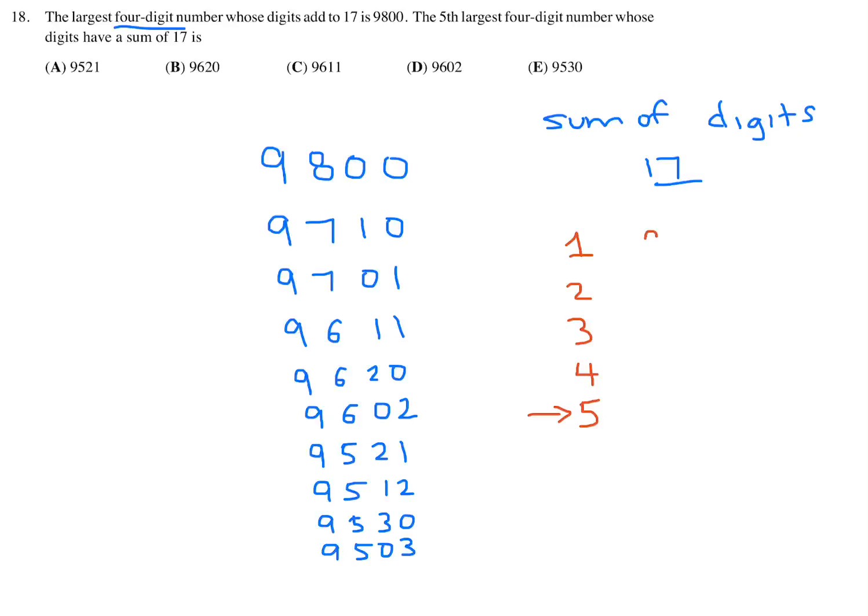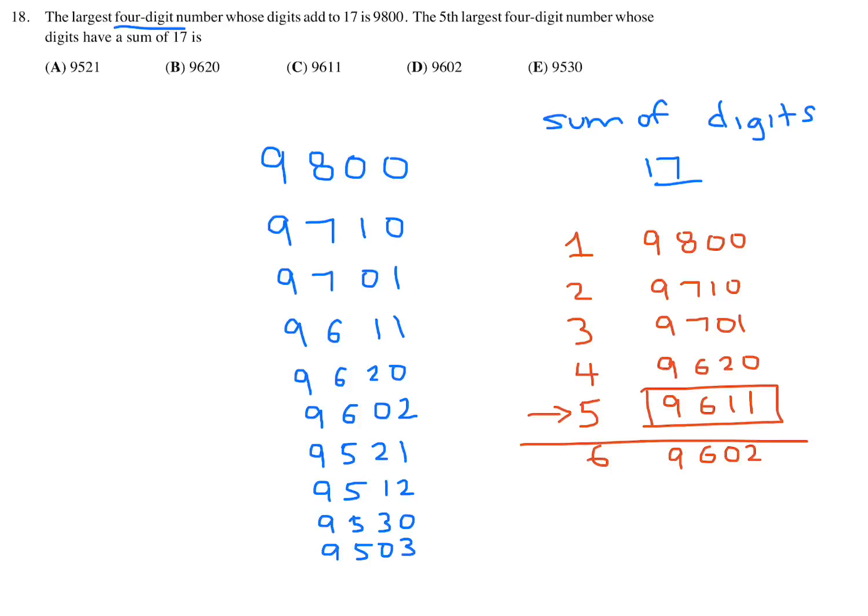All right, so the first one, they tell you the largest one is 9,800. The second largest looks like 9,710. Third one, 9,701. And then the fourth one, I think, is 9,620. And then the 5th one is 9,611. Yeah, and then 9,602 would be the 6th one. But we don't care about the 6th one. So the 5th largest of all the numbers that are 4-digit and have a sum of digits as 17 is 9611. So that's C.